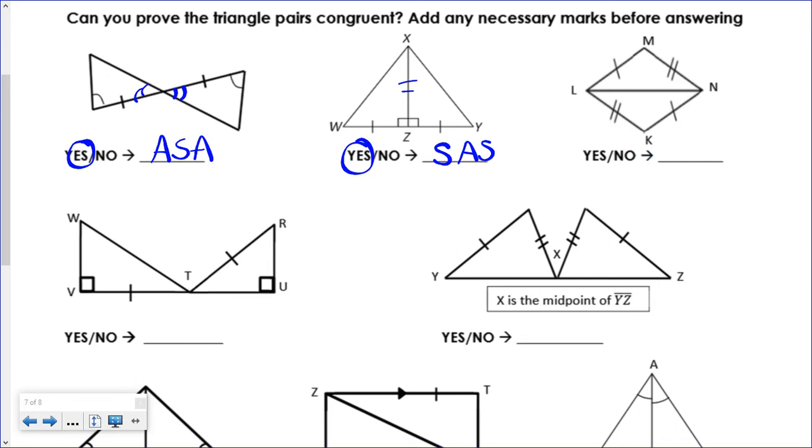Right? This one, vertical angles? No. Parallel lines? No. Reflexive? Yeah. They have that coinciding piece that they're right on top of each other, so they have that side in common. Is this enough to prove that the triangles are congruent? Using what rule? Side, side, side.